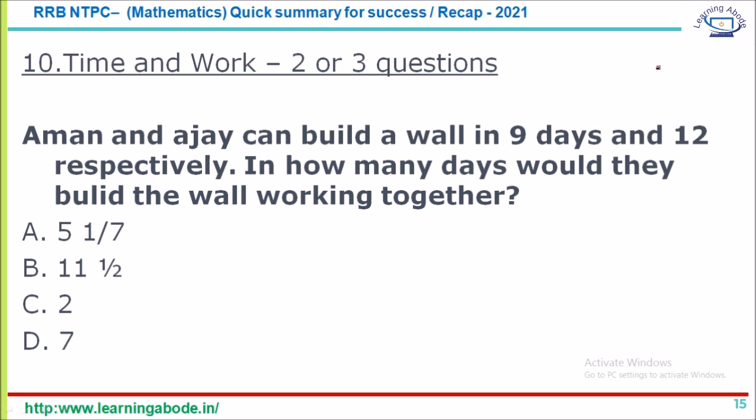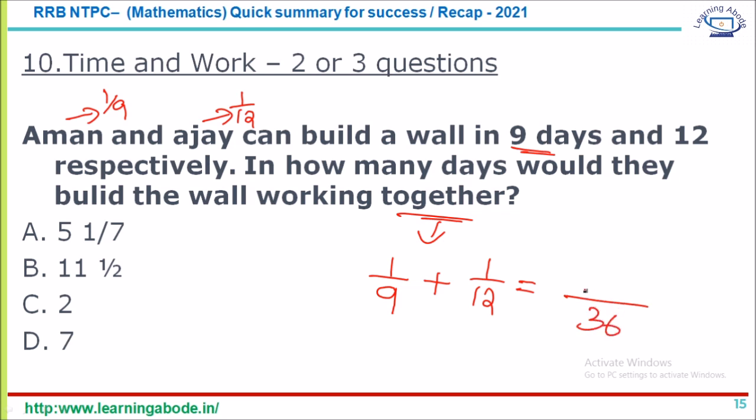So here you have a very simple question. Aman can complete a task in 9 days, which means the rate of work of Aman is 1 by 9. In 9 days he can complete the task, so every day he'll be able to do 1 by 9th of the task. And Ajay can complete a task in 12 days, so every day Ajay will be able to do 1 by 12th of the task. If they work together, every day Aman completes 1 by 9th and Ajay completes 1 by 12th of the task. The LCM is 36, so this is 4 plus 3. Together every day they'll complete 5 by 36 of the task.